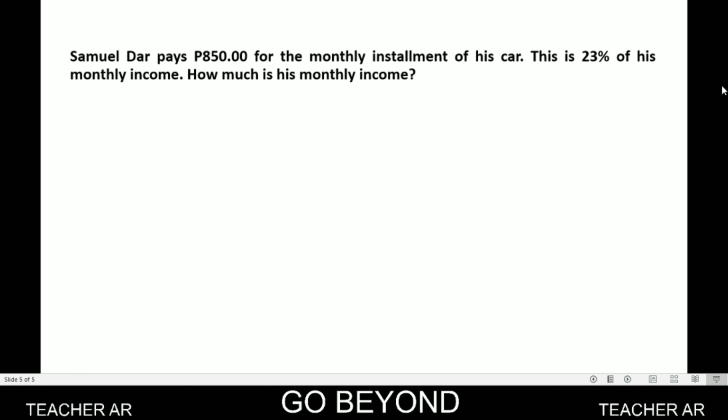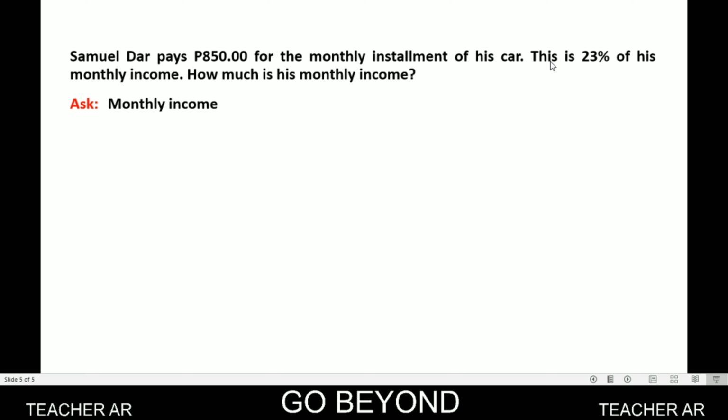First, it is not the rate. Hindi siya rate. Bakit? Kasi andyan si percent symbol. Nakita natin si percent symbol. Ibig sabihin, given na si percent symbol. It could be the percentage or base na lang. So let's identify kung sino nga ba ang hinahanap o ano nga ba ang hinahanap sa problem na to. What is asked? So in the problem, we have monthly income. How much is his monthly income?